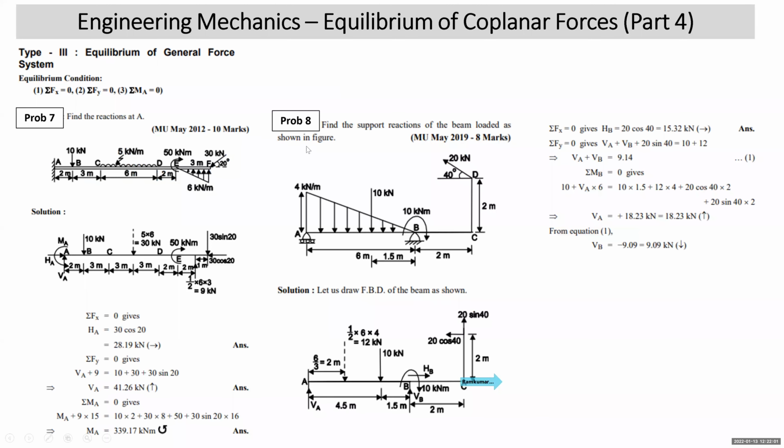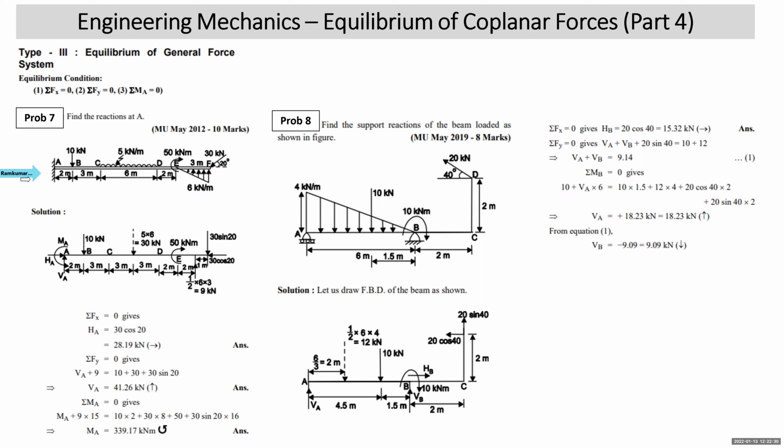All right. Now we move to the next sum, that is problem number 7. The question is find reactions at A. At A, you have what kind of the support, student? First time you are coming across in the chapter, fixed support. A is fixed support and it's like it is a cantilever beam. Cantilever means what? The beam which is fixed at one end, free at other end.